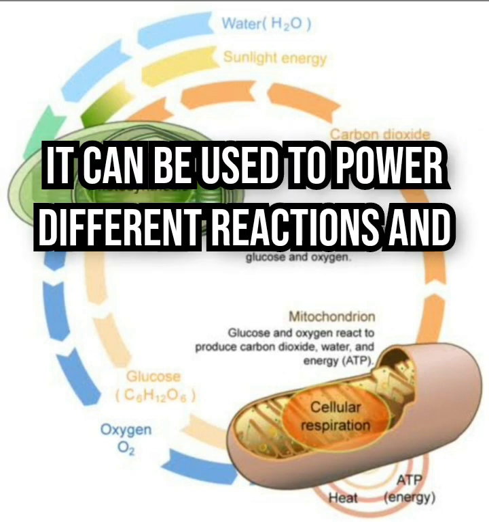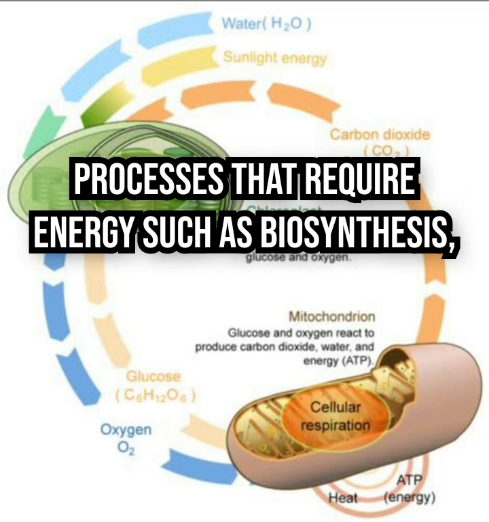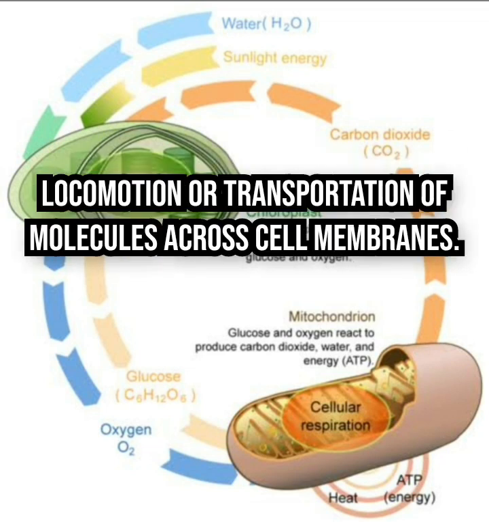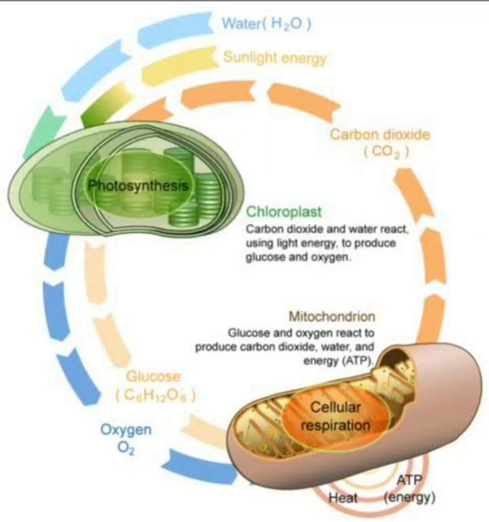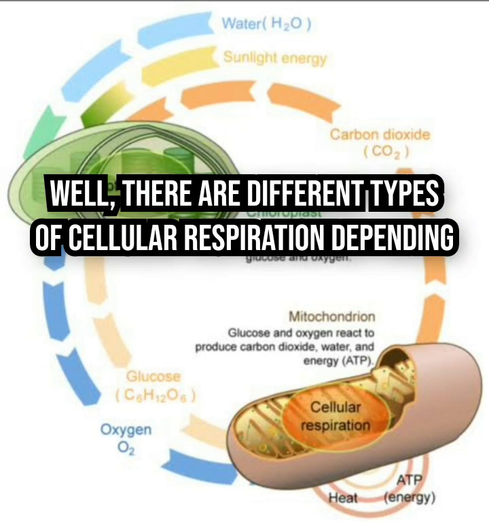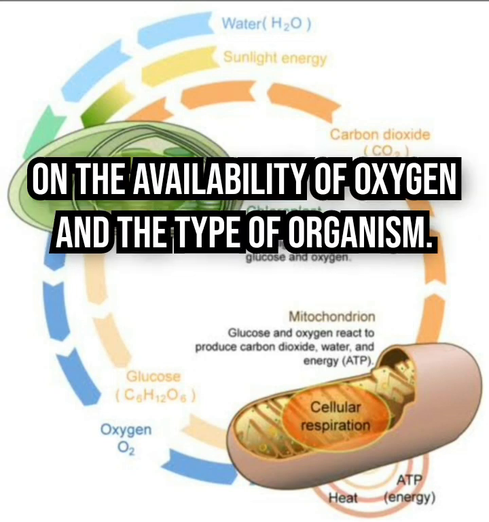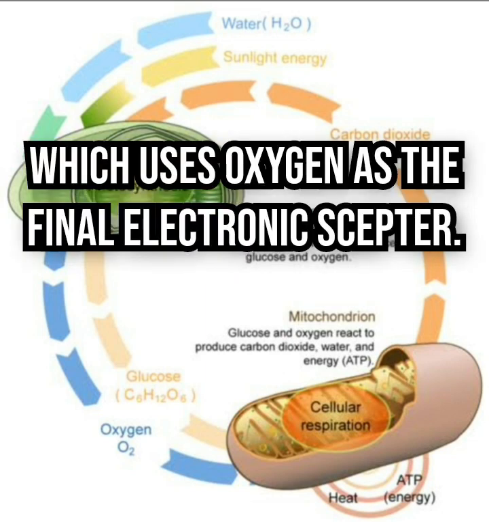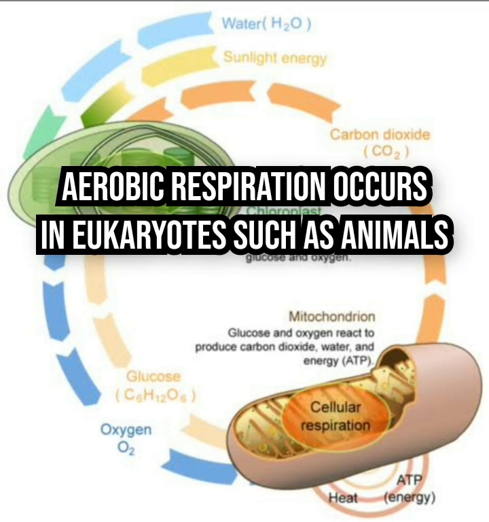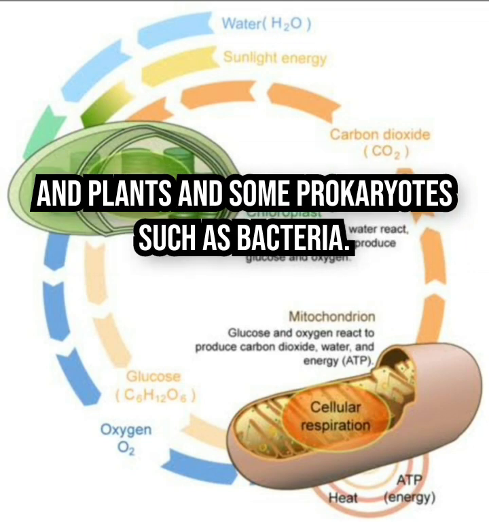It can be used to power different reactions and processes that require energy, such as biosynthesis, locomotion, or transportation of molecules across cell membranes. But how do cells make ATP from sugars? Well, there are different types of cellular respiration, depending on the availability of oxygen and the type of organism. The most common and efficient type is aerobic respiration, which uses oxygen as the final electron acceptor. Aerobic respiration occurs in eukaryotes such as animals and plants, and some prokaryotes such as bacteria.